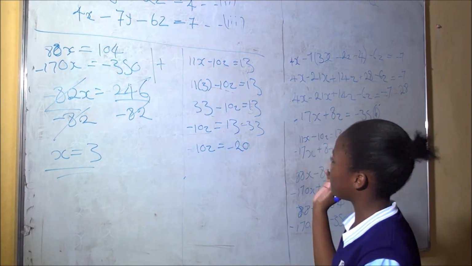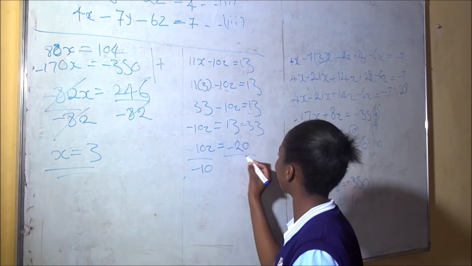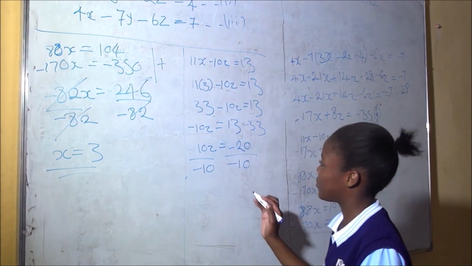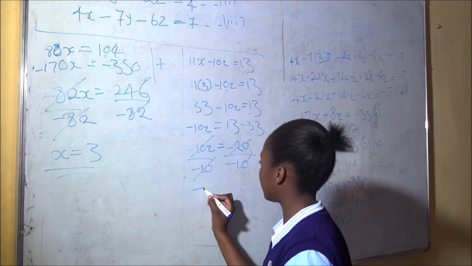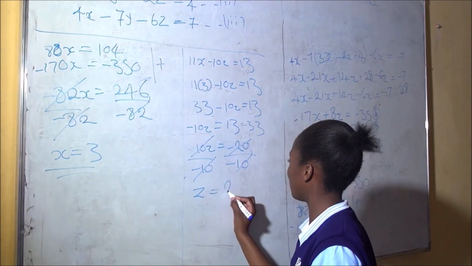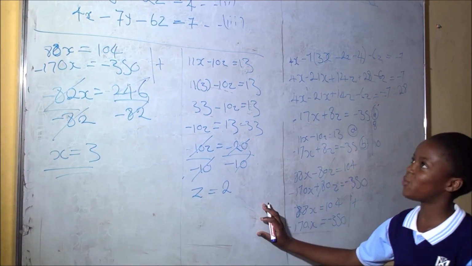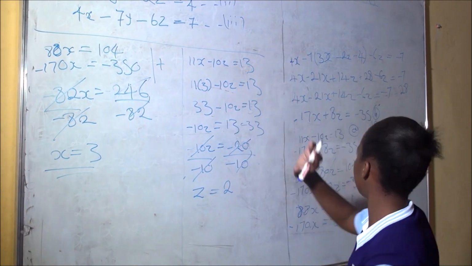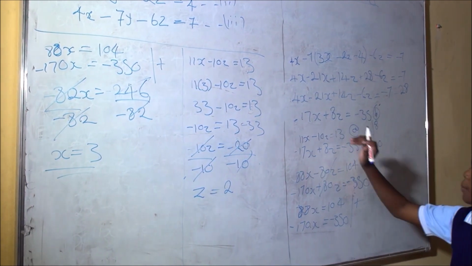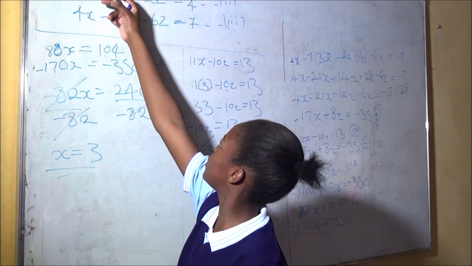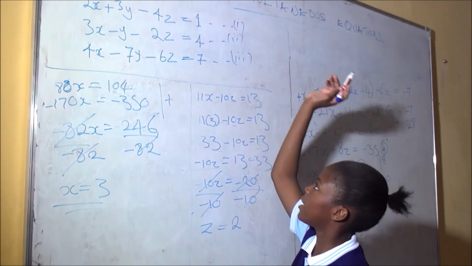Then we're going to divide both sides by negative 10. After this, we're going to cancel there and there, there and there. So z is equal to 2. Then here for us to find the value of y, since in this equation and in that equation we don't have y, we are going to get our first equation, which is this one. But if you want, you can get any of the equations here.